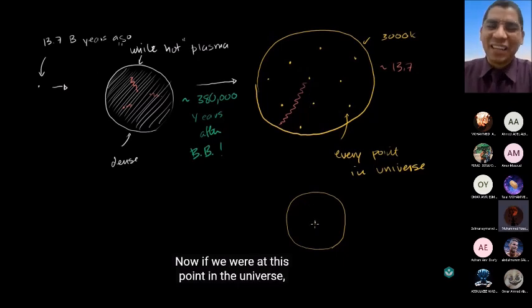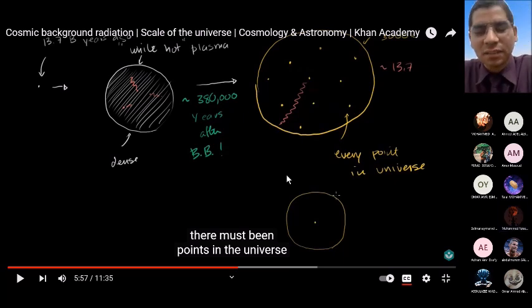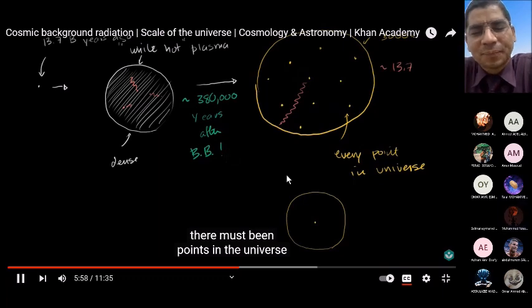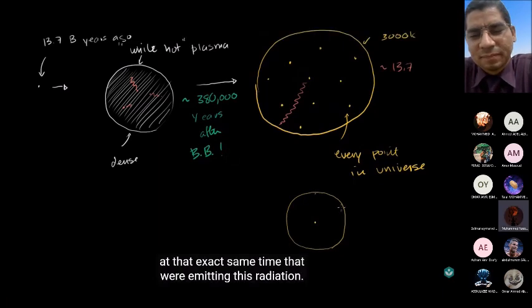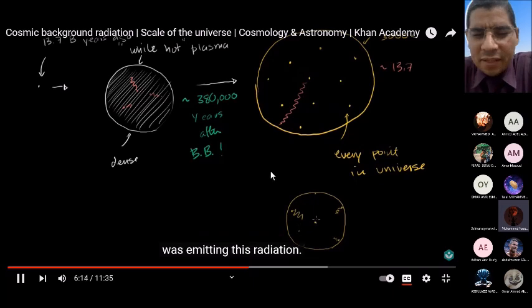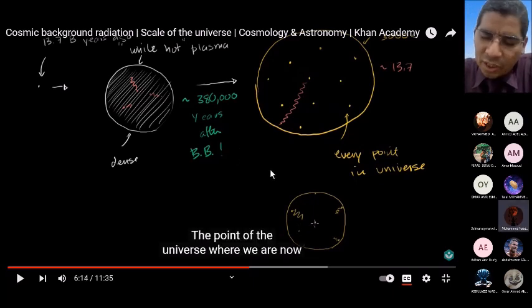Now, if we were at this point in the universe, there must have been atoms. Hot hydrogen atoms means the first atoms of gas ever in the universe. Then you have atoms or gases, then you have galaxies and the stars. Subhanallah. There must have been points in the universe at that exact same time that were emitting this radiation. Every point in the universe was emitting this radiation.